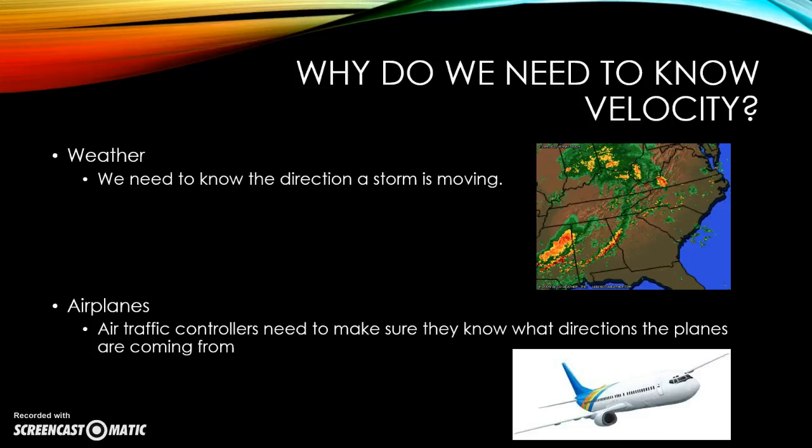And so if it's moving from south to north, if you're south of the storm, you don't have to worry. But if you're living to the north, where that storm is moving toward, now you have to get ready for the storm. You have to make sure that you're prepared, especially if it's a snowstorm. Another way why we need to know velocity is airplanes. Air traffic controllers need to make sure they know at what speed and what direction the planes are coming from. Otherwise, there could be a crash, and nobody really wants that. So that's why we need to know velocity.